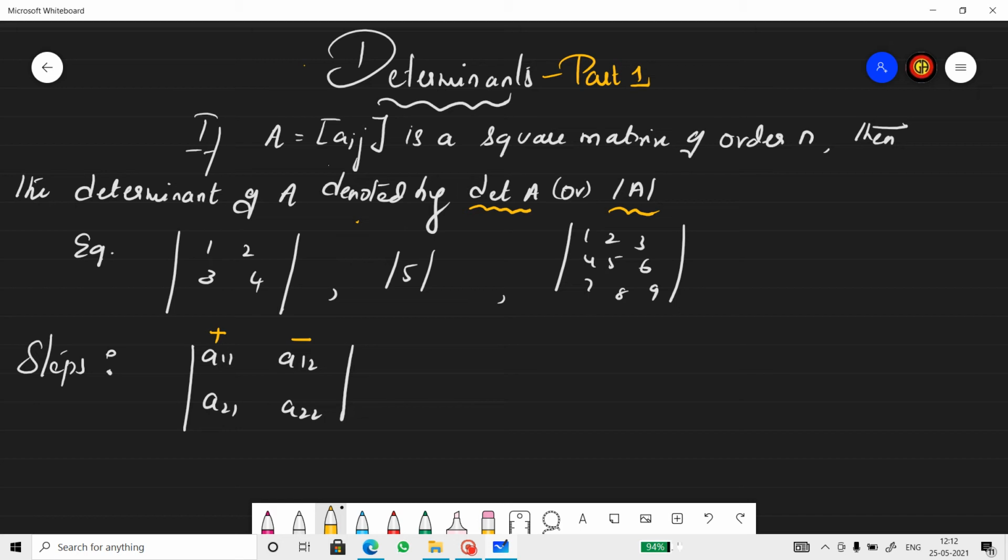Now, if A equals Aij, where elements are in the form of Aij, is a square matrix of order n, then the determinant of A is denoted by det A. So either they write it as det A or they put the absolute value sign. When you write this modulus kind of thing, it's called determinant of A because A is a matrix here. If it's algebra, we say modulus of A, but here it's a matrix, so it's determinant of A.